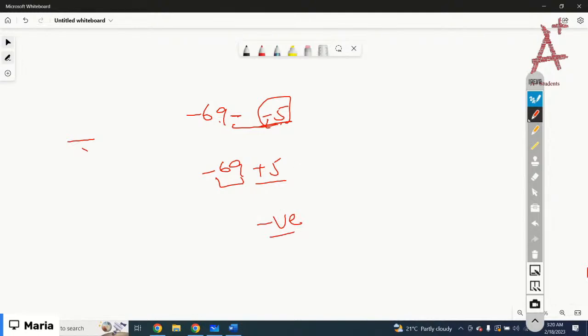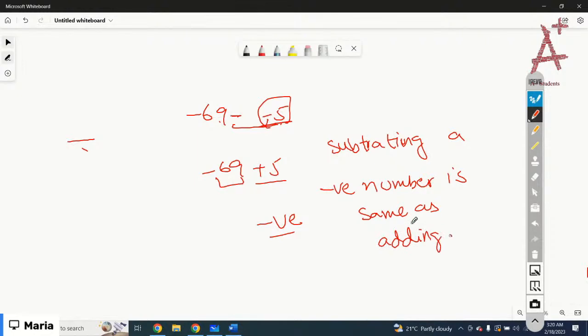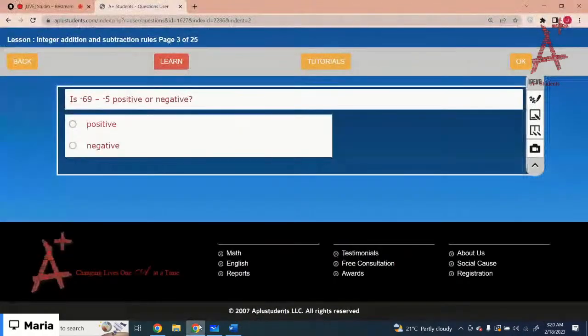This is a very important example. Whenever you are subtracting a negative number, it is the same as adding. So basically negative 69 minus negative 5 equals negative 69 plus 5. And we know that 69 is greater and 69 has a negative sign. The answer must be negative. Got it? So the answer here is negative.